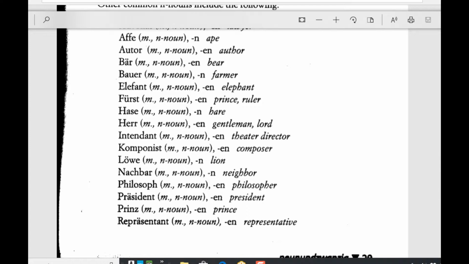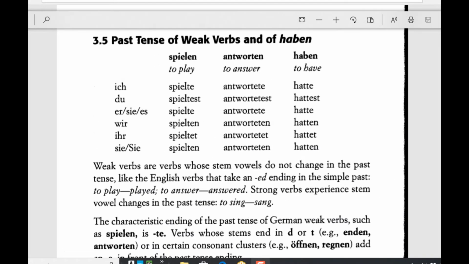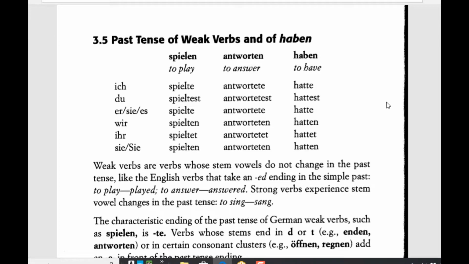Okay, great job. So let's see. I think we're going to scoot on now. It also introduces the past tense of the weak verbs. We haven't been introduced to the strong verbs yet, but the weak verbs are those that have no vowel change moving from the present tense to the past tense.